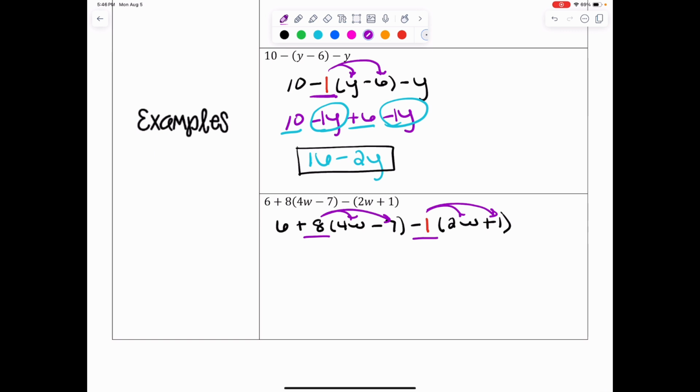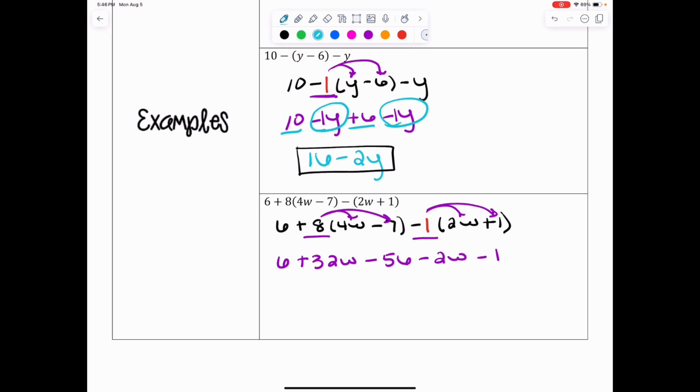So the 6 is just getting copied. I didn't do anything with it yet. 8 times 4w would be 32w. 8 times -7 would be -56. -1 times 2w is -2w, and -1 times 1 is -1.